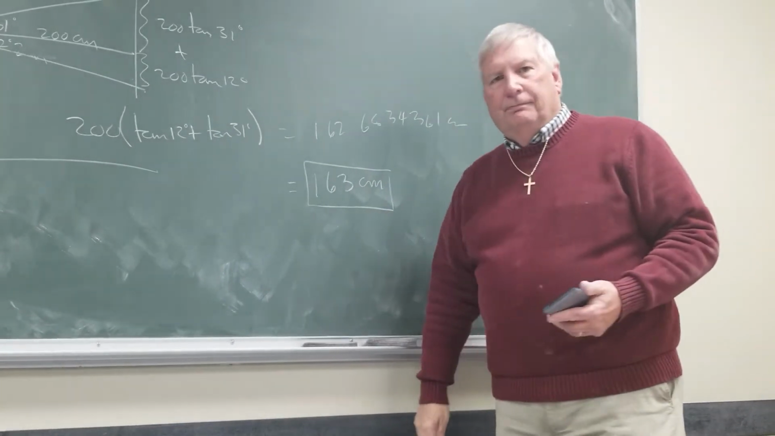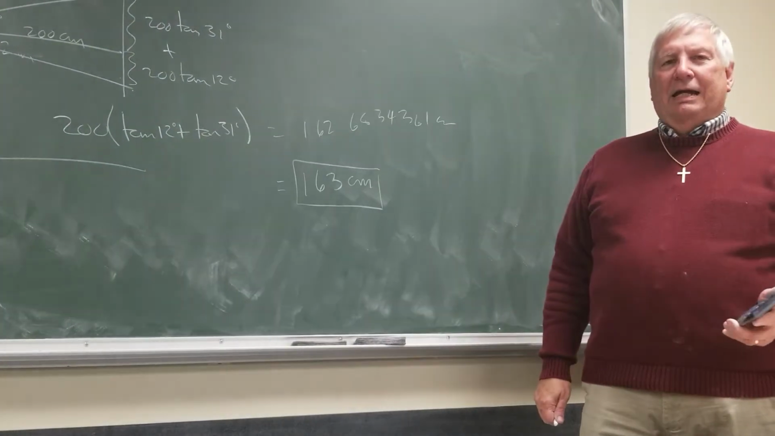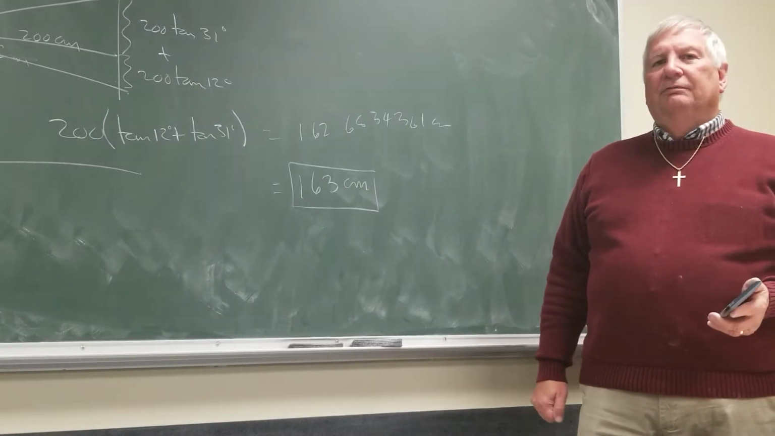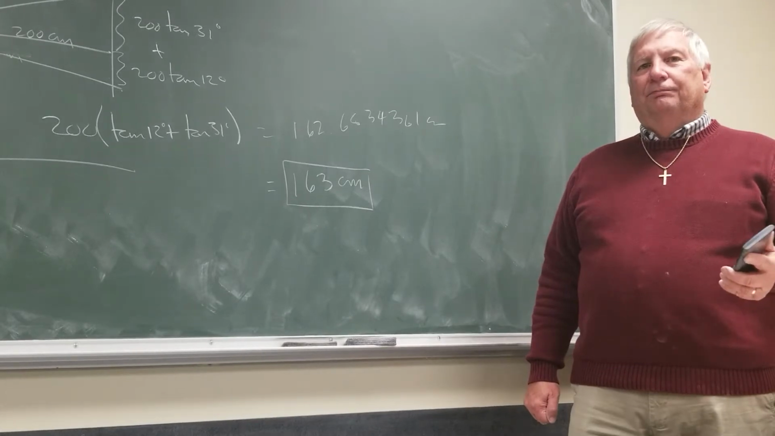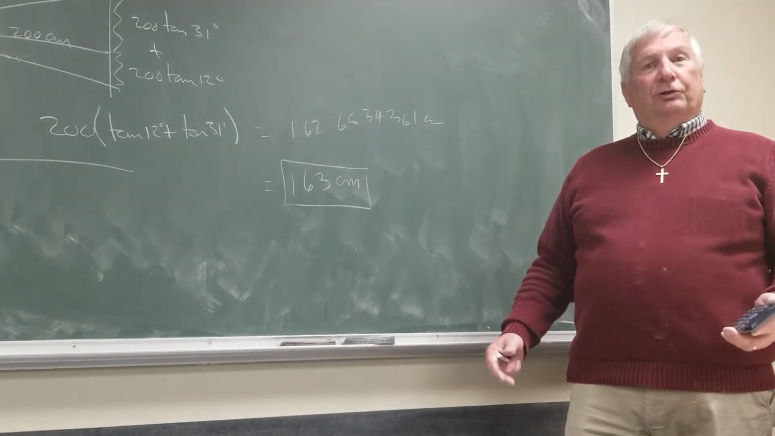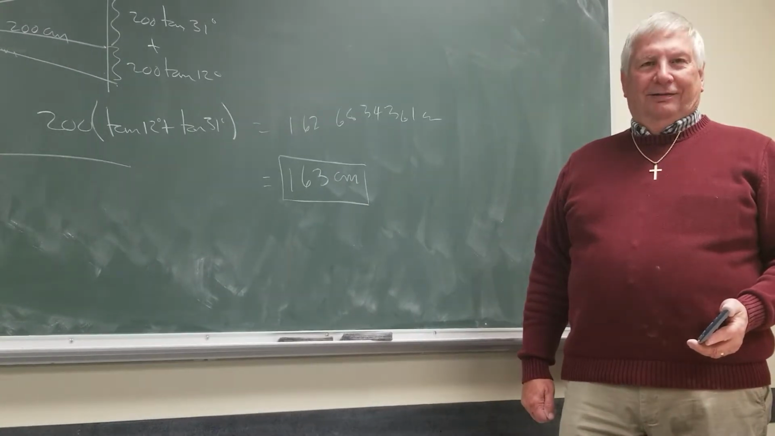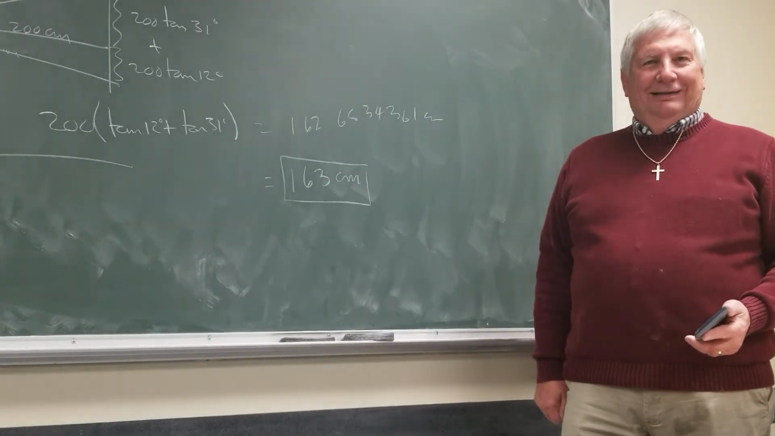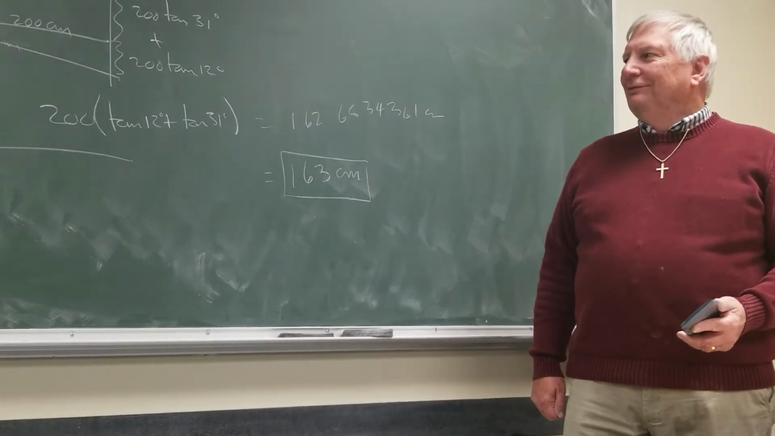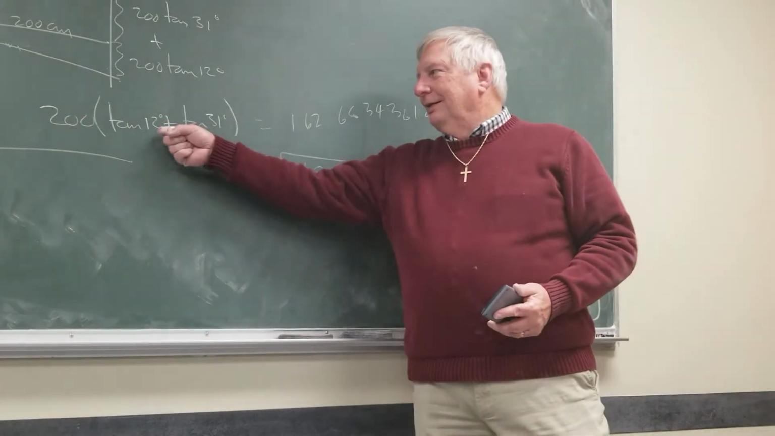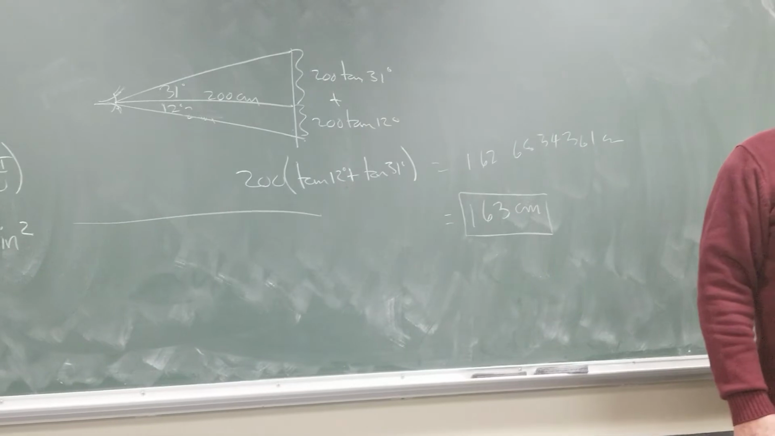I got a question. Can you not just add the 31 and 12 and just do it? No. Let me ask you a simple question. What's the tangent of 45? 1. What's the tangent of 45 plus the tangent of 45? 2. What is the tangent of 90? Undefined. Really big. So 1 plus 1 does not equal forever. So you cannot. Don't make that mistake. Okay, I was just curious.